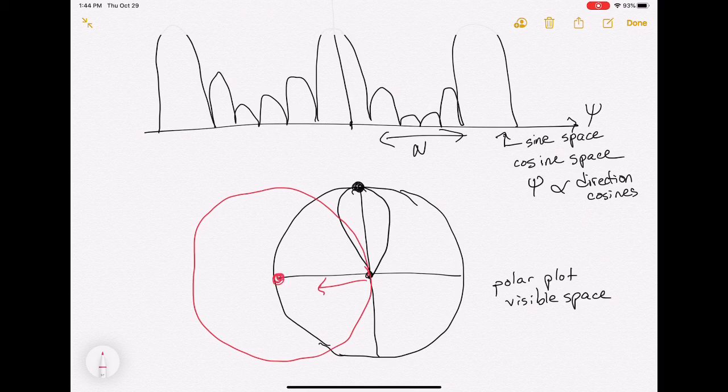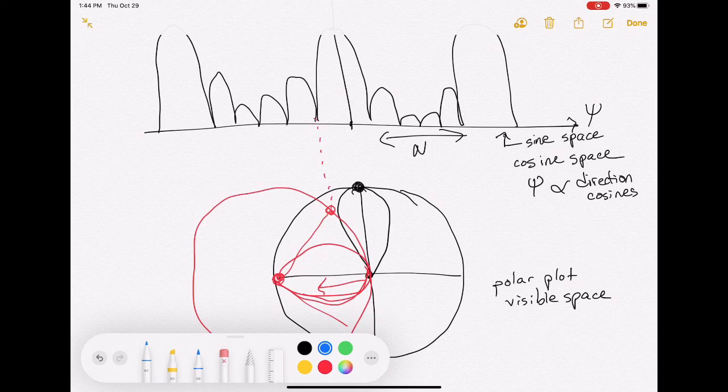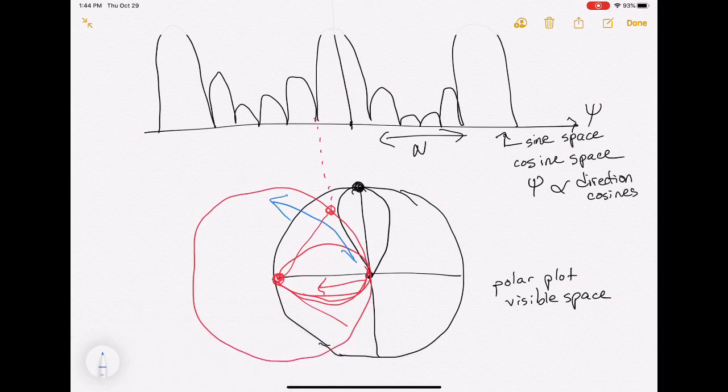Well, now the main beam, rather than being pointing up, is going to map down to right there. And now our main beam on this array points sideways. You can slide this circle from one side to the other to move the position of the main beam to whatever angle you want.